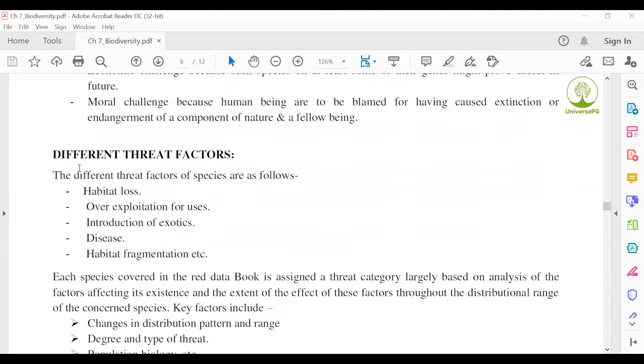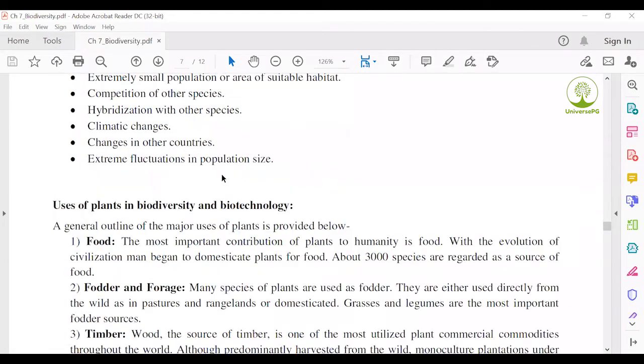Next, finally, we discussed different types of threat factors that cause the loss of biodiversity, species diversity, ecosystem diversity, genetic diversity, and overall losses for the species from the natural environment.